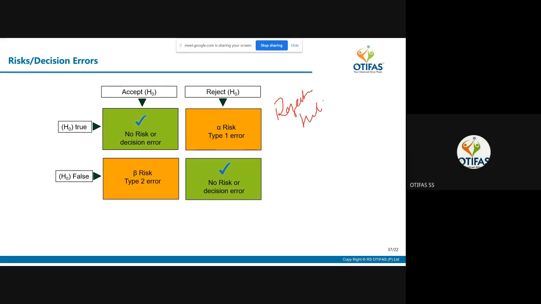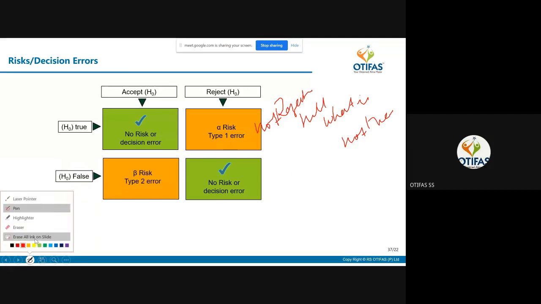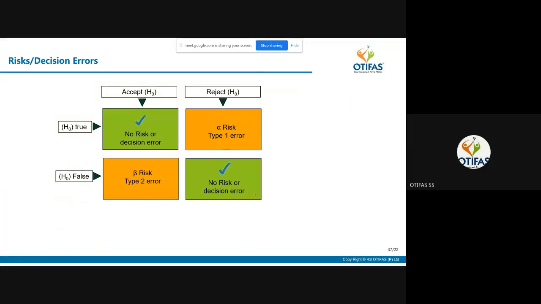Rejecting null when it is true is called type 1. Now if you do not reject a null when it is not true, then it becomes type 2. So this is called type 1 and type 2 error. I just touched the concept. We'll discuss it later in the Green and Black Belt.